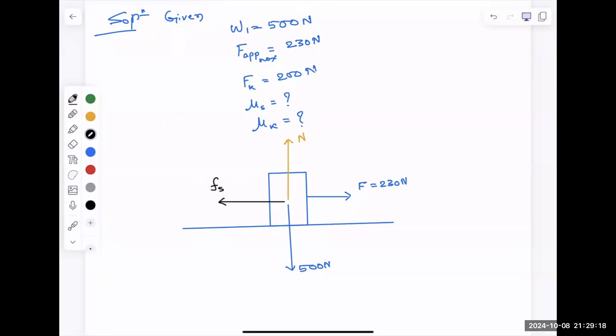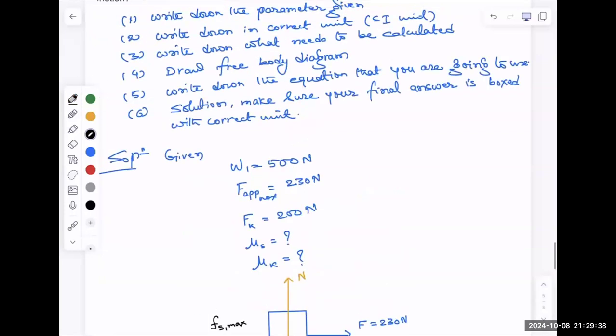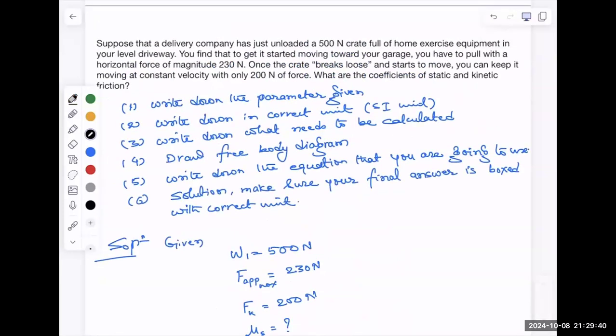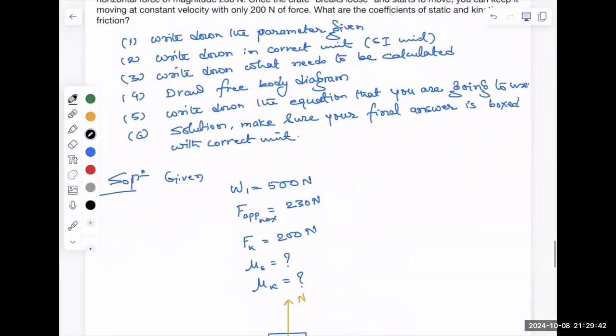Fs max, right? So if I'm applying a 230 Newton force, this is the maximum amount of force that I can apply for this object to move. After this 230 Newton, it will break loose, and then it will start moving. The crate will break loose and it will start moving, right?